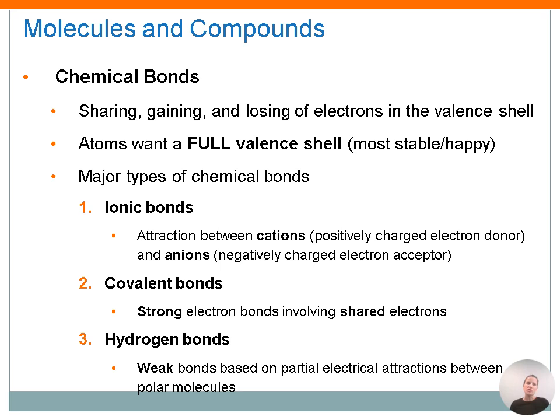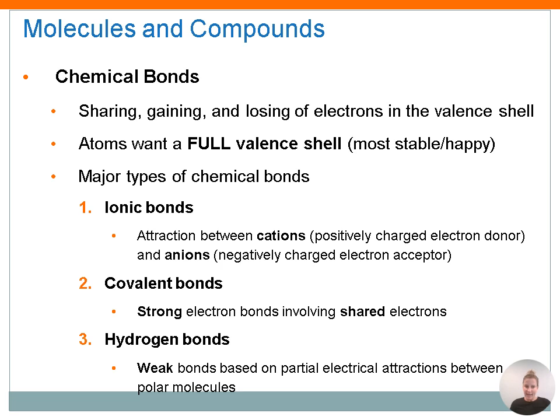So the major types of chemical bonds that we're going to talk about are ionic bonds, covalent bonds, which there are actually two types of covalent bonds that we're going to look at, and then hydrogen bonds. These definitions that you see here, this is just a very brief introduction. I'm going to talk through all the details with you guys as we finish out the lecture.